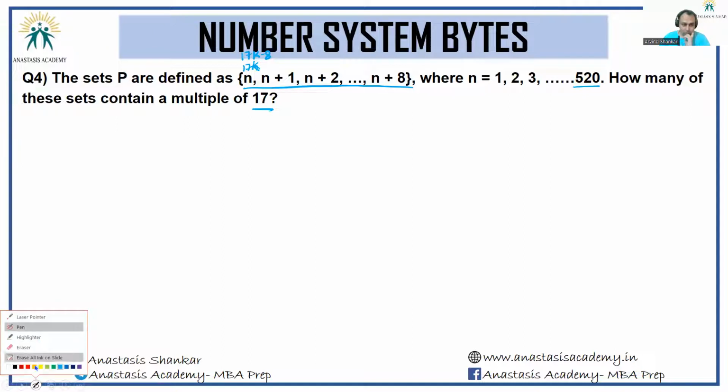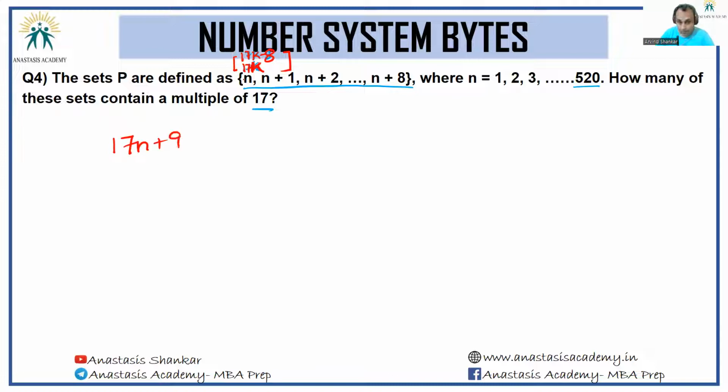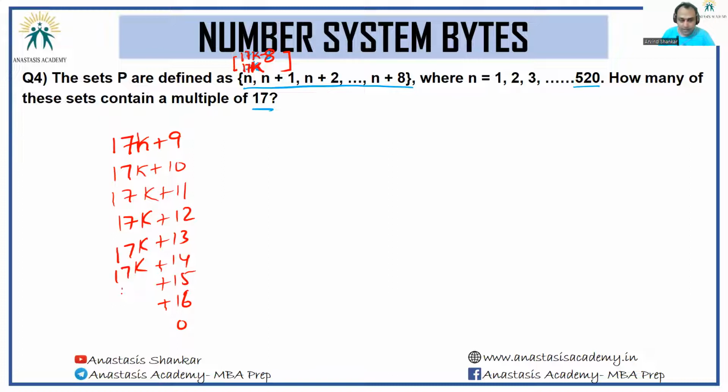Let me use a different colored pen. Blue is getting hidden. If n was 17k or 17k minus 8, each of these values would be acceptable. Or in every set of 17 consecutive natural numbers, the numbers that are useful for me are 17k minus 8, which is as good as 17k plus 9. First, n being equal to 17k plus 9, or 17k plus 10, or 17k plus 11, plus 12, plus 13, plus 14, plus 15, plus 16, and 17k. So the good thing is, as long as I have 17 consecutive natural numbers, 9 out of them are useful.